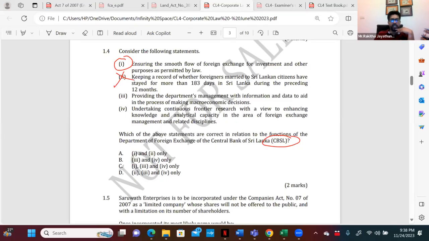Providing the department's management with information and data to aid in the process of making macroeconomic decisions. This is correct, right? Undertaking continuous frontier research with a view to enhancing knowledge and analytical capacity in the area of foreign exchange management and related disciplines. That answer is actually correct. So you can see, except for the first two, the others have basically three answers. If you look at it, okay, 2 cannot be there. 2 is, I mean, kind of a stupid answer.